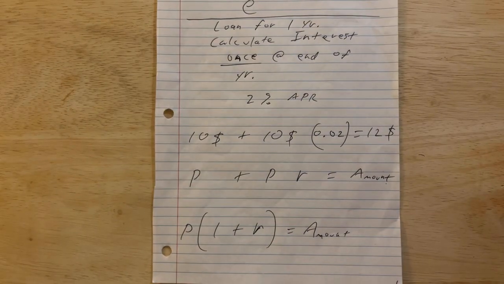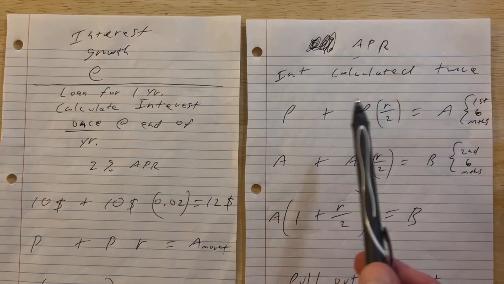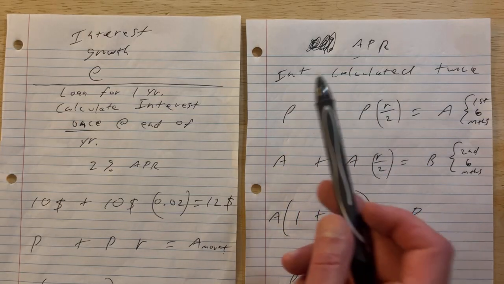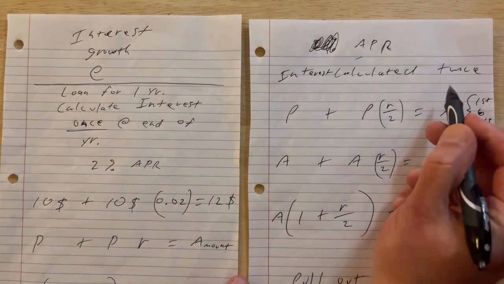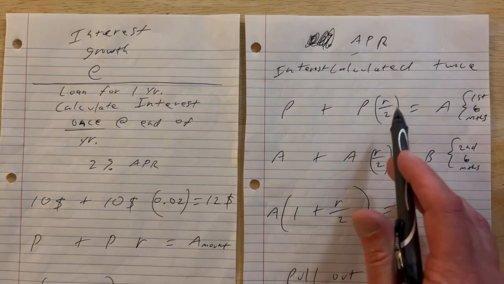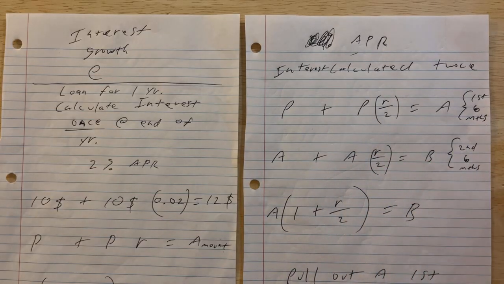Okay, next page. Right here, I wrote APR for the annual percentage rate, but that's not really needed. Let's do the interest calculated twice. So we have our principal plus our principal times the rate over 2, and that'll equal the amount after the first 6 months.